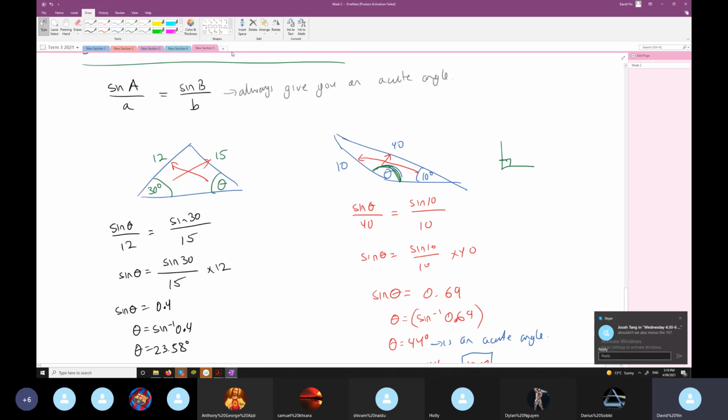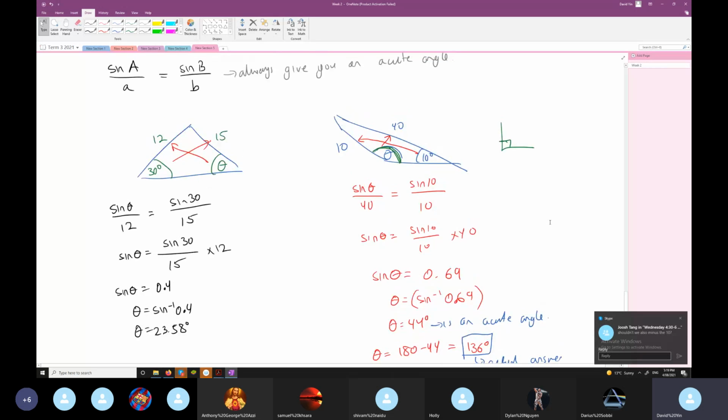Shouldn't you also minus the 10? That is a good question. No, you do not. The reason being, let me try to draw this out a bit better for you. So we have 10 degrees here. What you found here, that 44 degrees, is technically this angle here. This is the 44 degrees that you found. Because you want to find the obtuse angle here, you just do 180 minus 44.